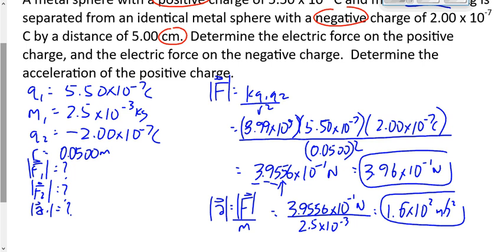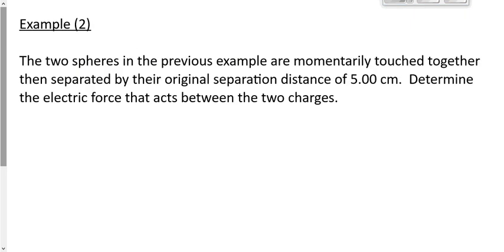Let's take a look at our second example now, and that'll be the last one for today. It says the 2 spheres in the previous example momentarily touch each other, and then they're separated by 5 centimeters again. What's the electric force that acts between the 2 charges now? Isn't it the same? We have the same objects, right? Isn't it the same force? It is a trap. Yes, it is a trap. You know me well. What makes this different than the previous question?